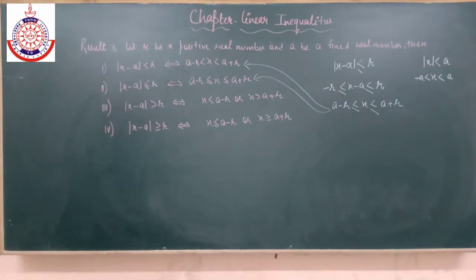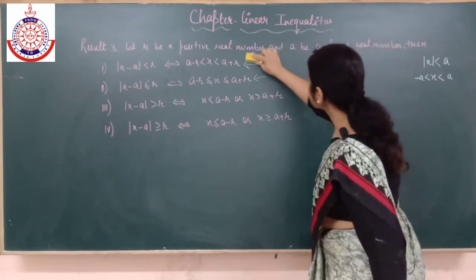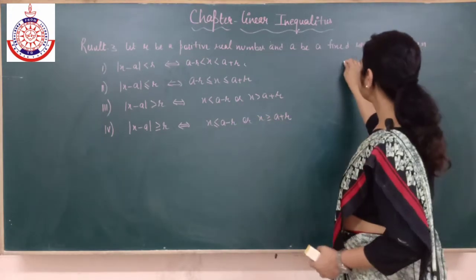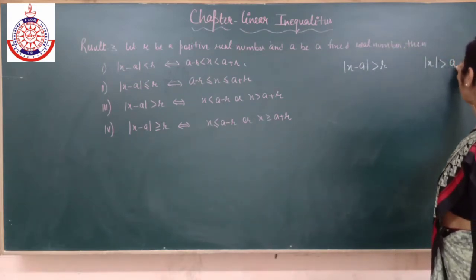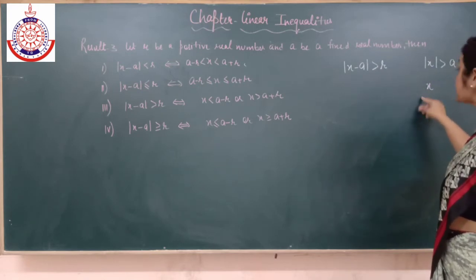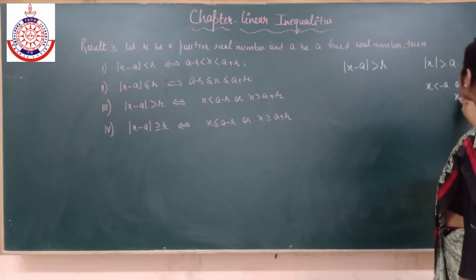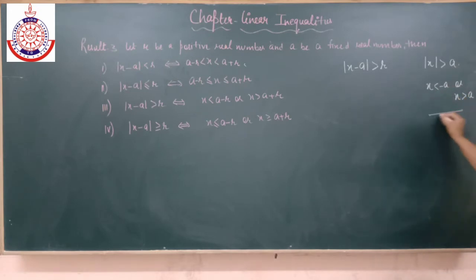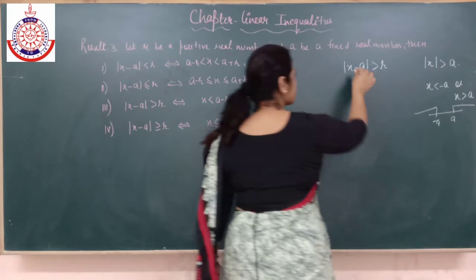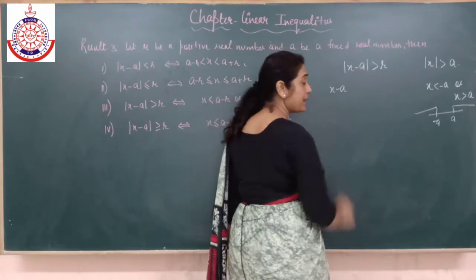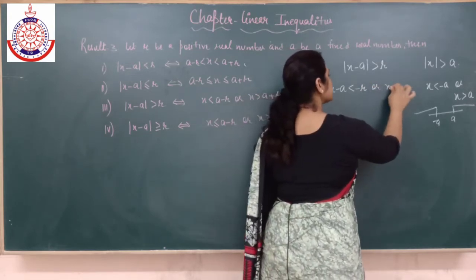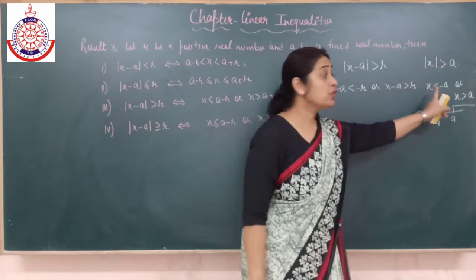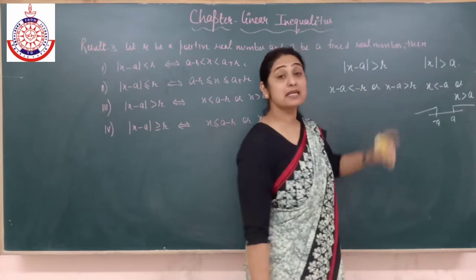And similarly, if I talk about the third and the fourth rules, what was the second rule? If modulus of x is greater than a, then x is less than minus a or x is greater than a. So the same way I can solve this also. That means x minus a would be less than minus r, or x minus a would be greater than r. According to the rule, it should be less than minus r and greater than r. Is it clear?